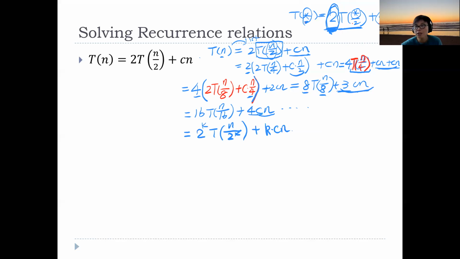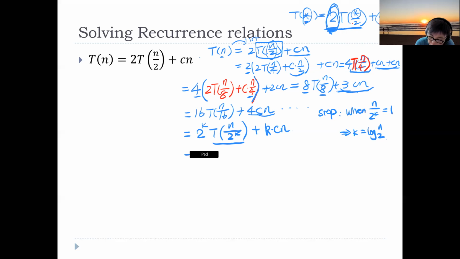Okay, and now the question is, when does this process stop? When can we stop? It stops when we don't need to do a recursive call anymore. When we get to something which we know what that is, that means that when n over 2 to the k equals 1, that means that k equals log n base 2. Because when this happens, we have 2 to the k T of 1 plus Cnk. Okay, and the k is log n base 2.